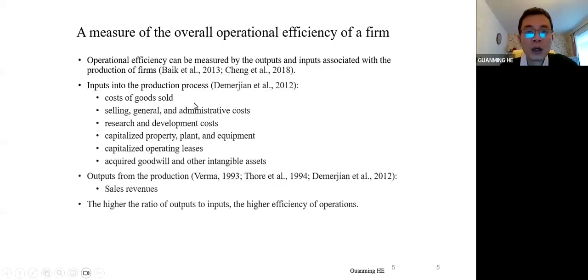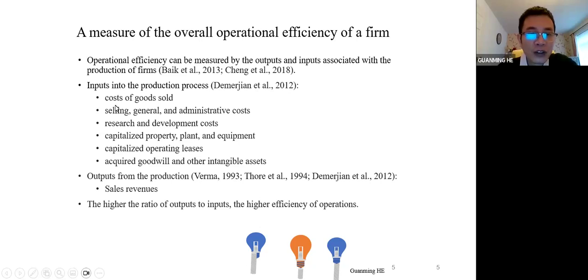So for each firm, we have a better estimate of the optimal level of the period cost and production cost such that the companies can do effective cost control for the company's operations. Then we may proceed with estimating the overall operational efficiency of the firm. And basically, it's gauged by the comparison between the outputs and the inputs associated with the production of the firms.